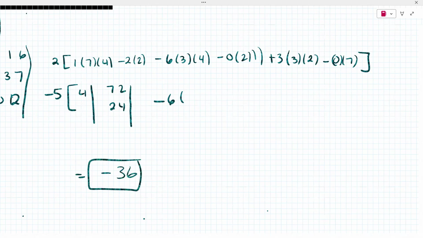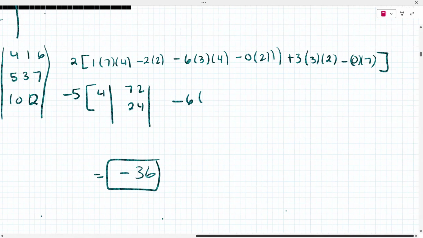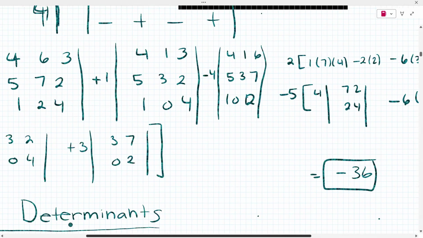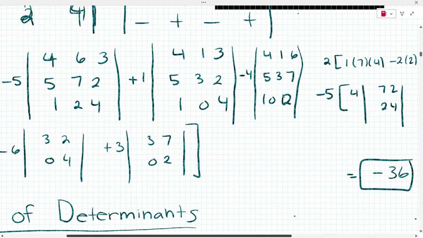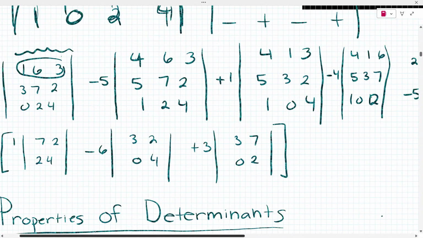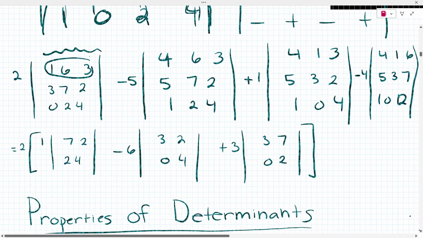Okay, so the point is, I don't want to do all that work of a 4 by 4 matrix, right? I don't want to do it, so there is an easier way. So before we figure out the easier way, let's go over the properties of determinants.